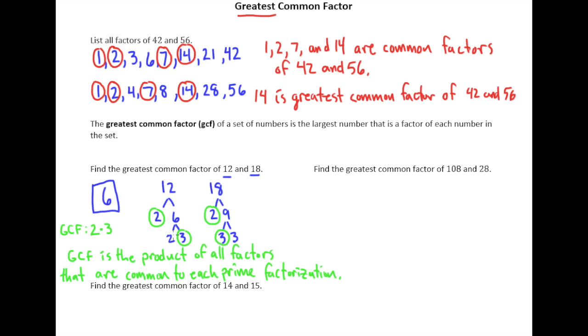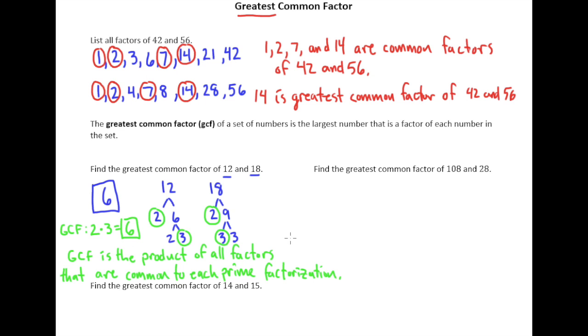Now there's another 2 here, but there's no 2 in 18 to match it, and there's another 3 here, but there's no 3 in 12 to match it. So that means our GCF is just 2 times 3, which of course is 6. So this is the more systematic approach.